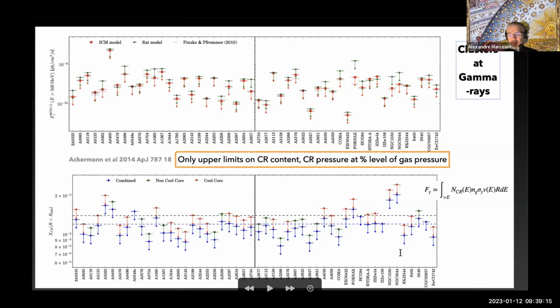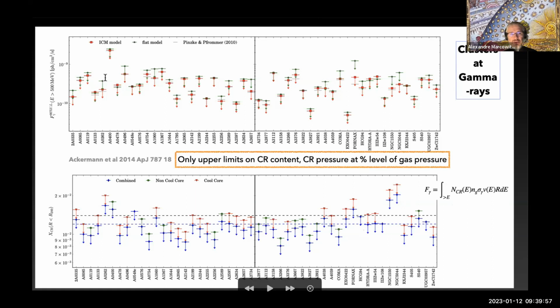At gamma rays, maybe you have heard about this in the talk by Rémi Adam. Only recently there have been some detections, but for most clusters you only have upper limits. Here is a figure obtained by the Fermi telescope collaboration, sensitive in the GeV band. Here you can see on top the flux above some energy, 500 MeV. So you have different models, but only upper limits.